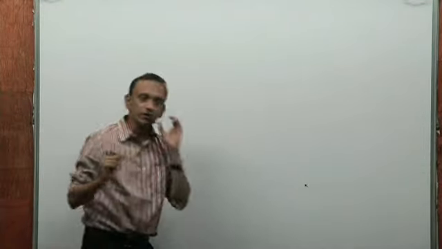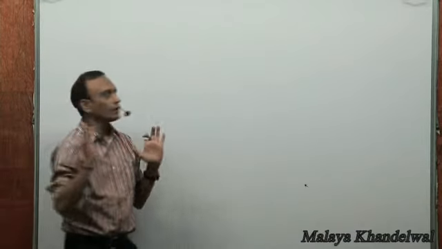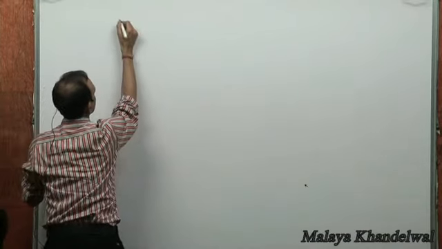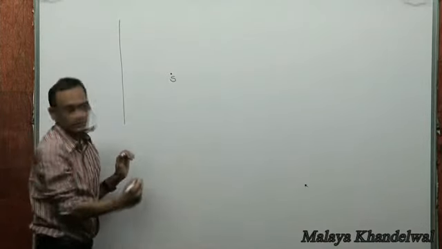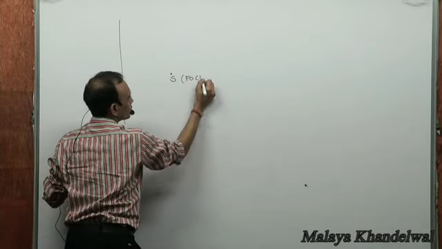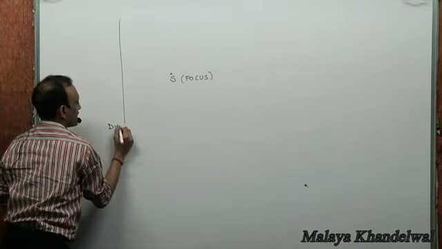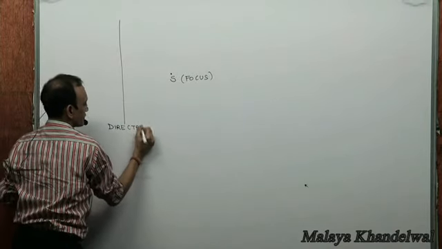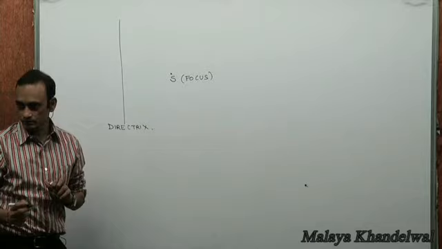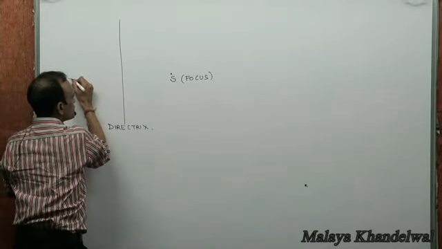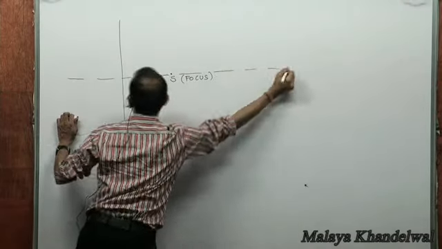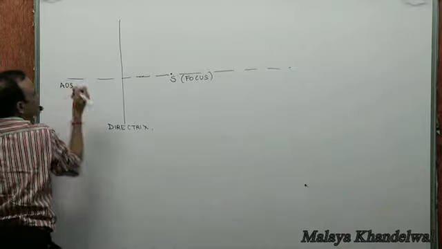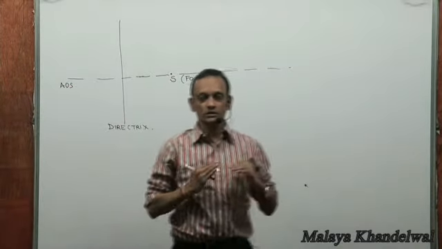Recall, when we are talking of conic sections, we are talking of a focus S, right? And we are talking of a directrix, a fixed line, and a line passing through the focus and perpendicular to the directrix is what is called the axis of symmetry, AOS, of the conic section.